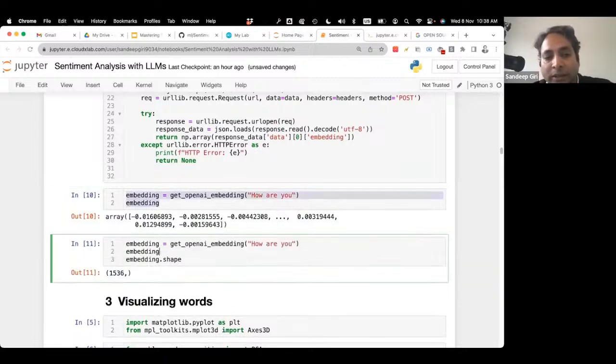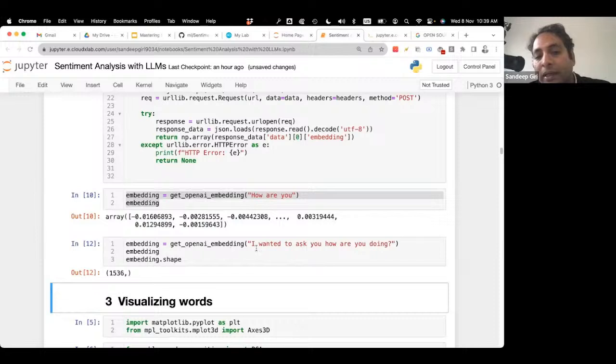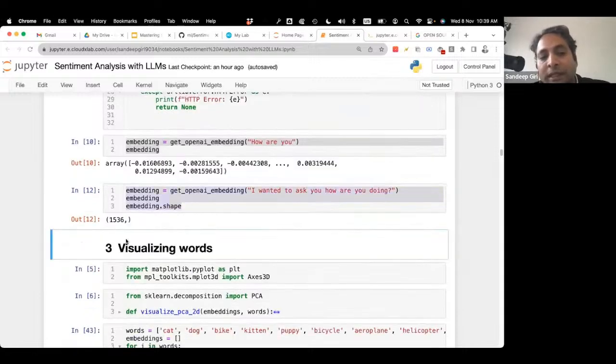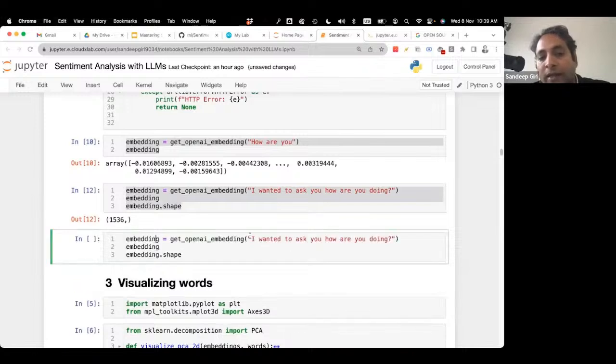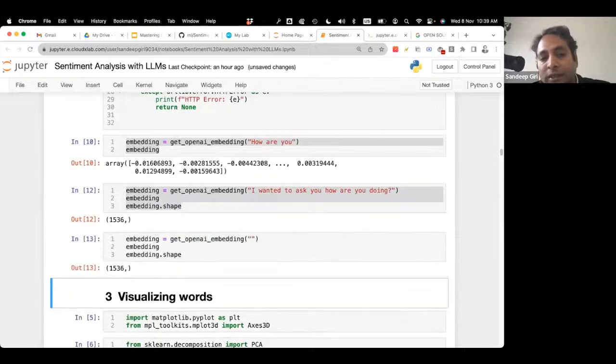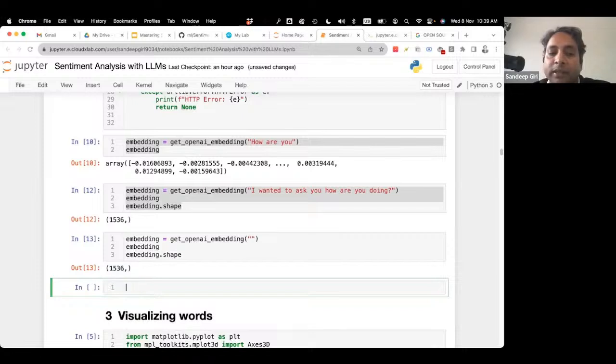Now let me try doing it again. Let's say, I wanted to ask you if how are you doing? So this sentence and this sentence, though the size of the sentence is different, it is still 1500. Now if I just pass an empty string, the size of that one is also 1500, right? You can see that.